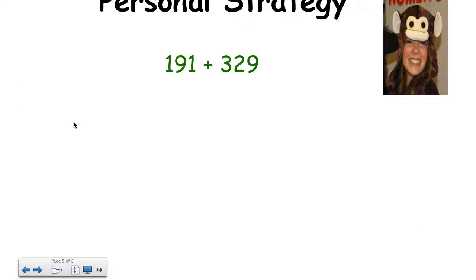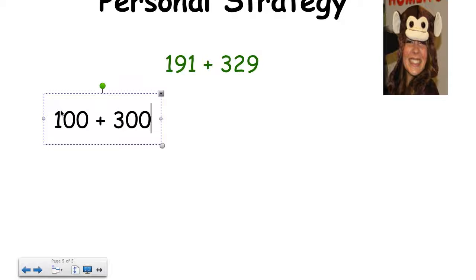So the best way for me to solve this equation would be breaking everything down place value by place value. By the way, this is me in the corner since it's my personal strategy. So first I would go with the 100's place value. So I would start by saying 100 plus 300 equals 400.